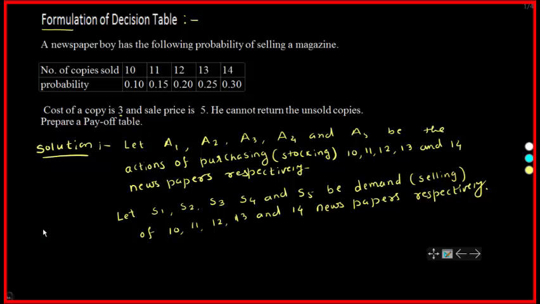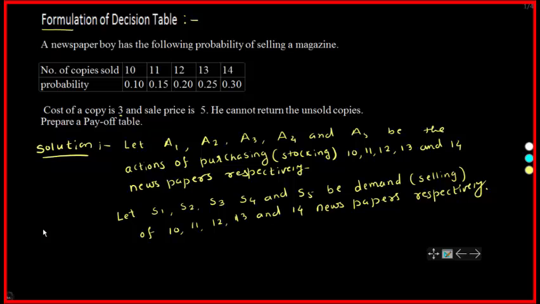We have to prepare a payoff table from this given information. See here, in newspaper boy, first he stocks some newspaper or purchases some newspaper from the agency and then he sells this newspaper. He takes newspaper from the agency at rupees 3 per unit and he sells at rupees 5 per unit or per newspaper. So here the question is, how many newspaper has to be stocked or purchased so that he can get a maximum profit.